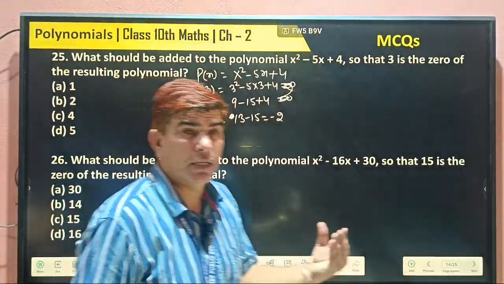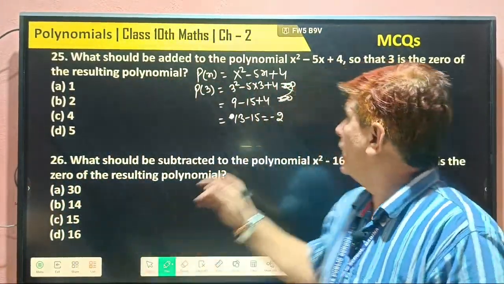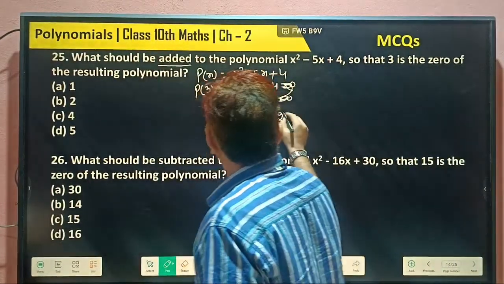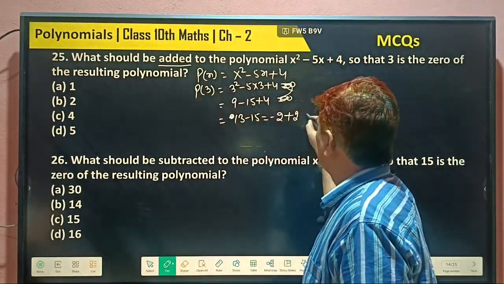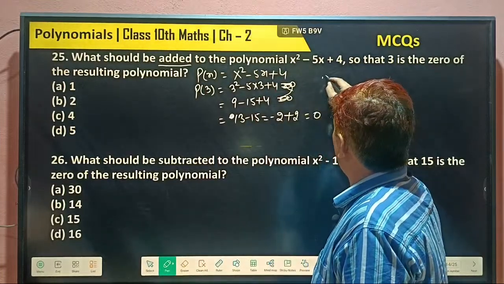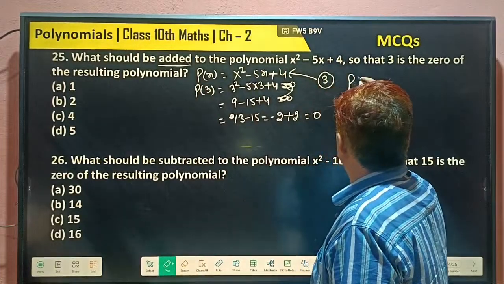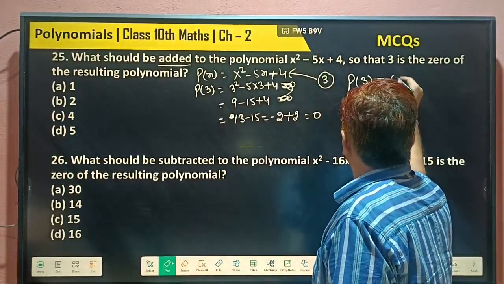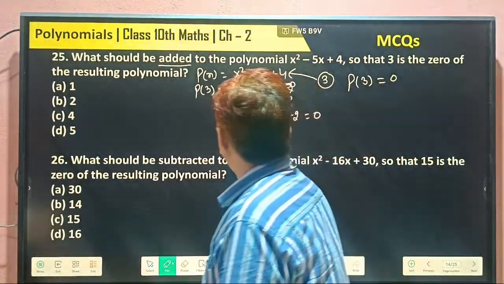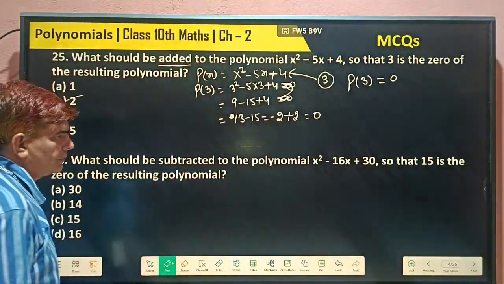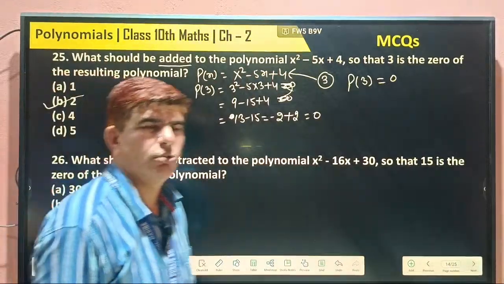But what we need here? 0. So what should be added? If we add 2 in it, then it becomes 0. If 3 is a zero of this polynomial, then p of 3 must equal 0. So what should be added? 2. Got it?